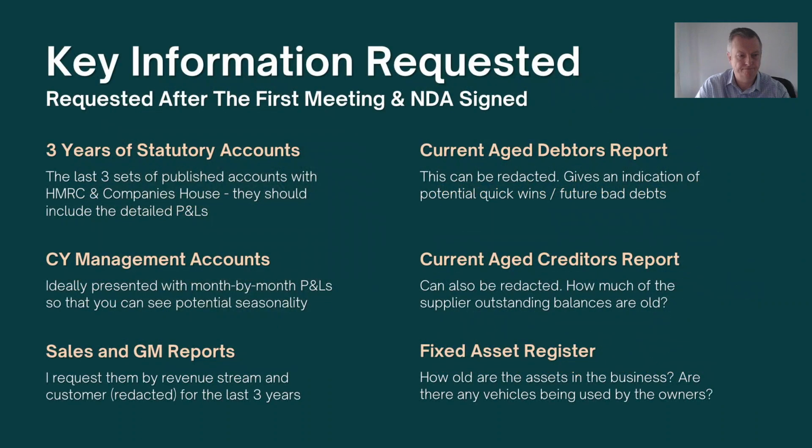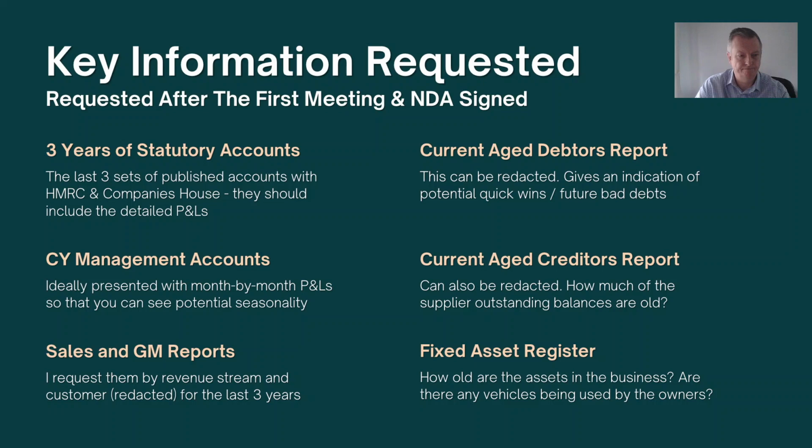So after I've been through a first meeting and you've built some rapport and I'm at the stage where I want to move forward, there are certain pieces of information that I always request from the seller. Now, the key thing is 3 years of statutory accounts, or if you guys in the US, those are tax returns. I'm looking for current year management accounts as well. I'd like to see aged debtors and aged creditors. Now, these can be redacted. I don't need to see customer names or supplier names.